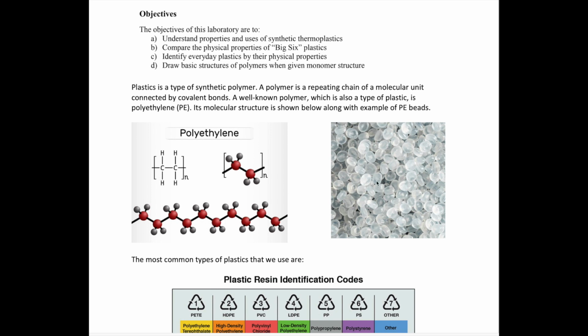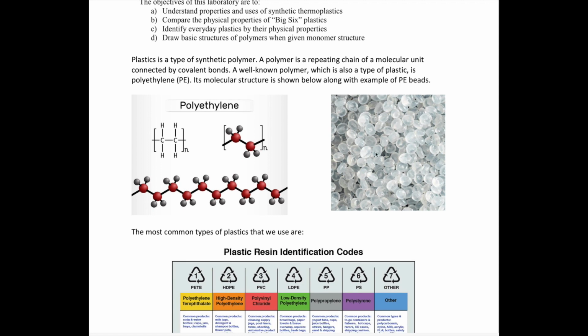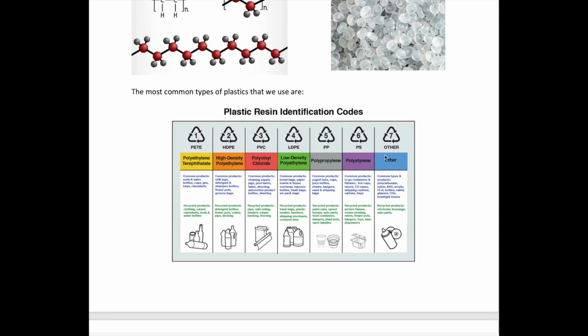Now what does the plastic look like to us? Well, it looks like these beads right here, these pretty clear, transparent beads. And in fact, in the experiment, that's what you'll be using to test the density. We have these 6 different plastics. They're called the big 6. You might see here that there's 7, but that 7th one is a number of plastics that are much smaller in its applications compared to these big 6 right here.